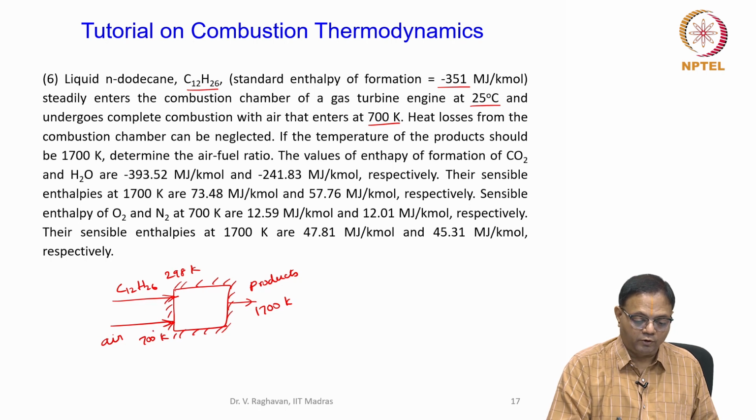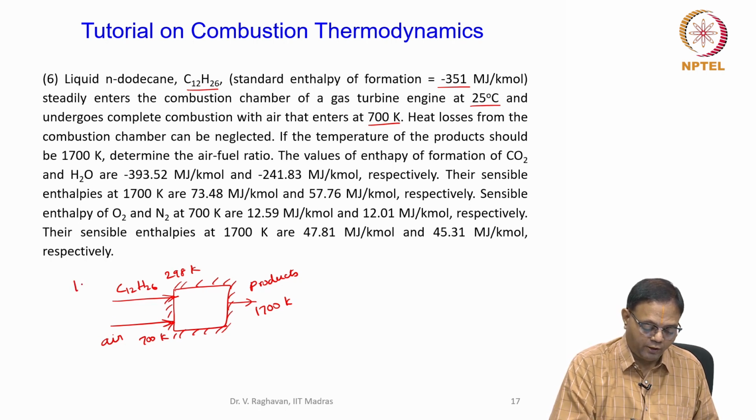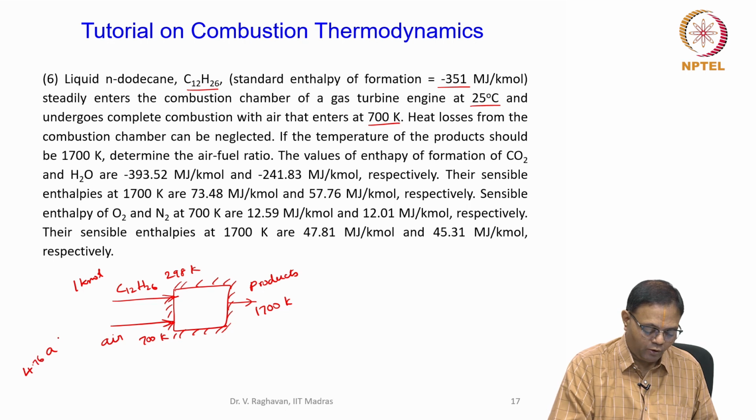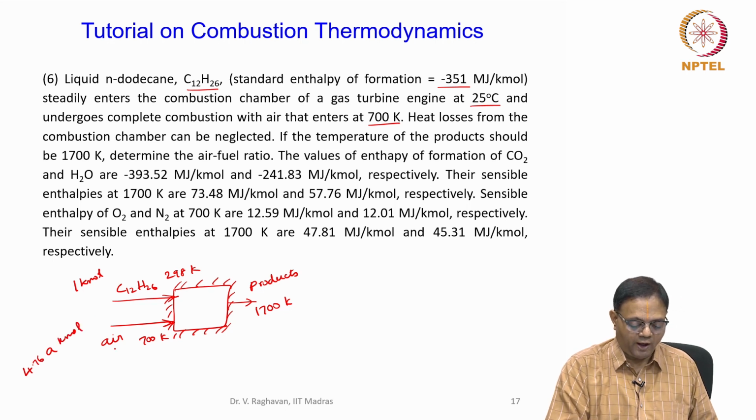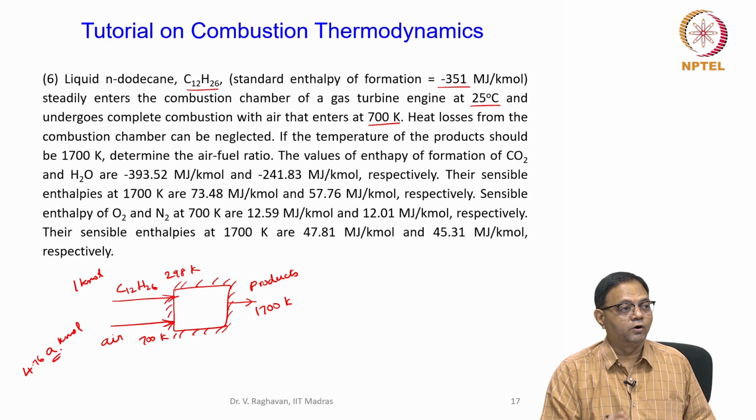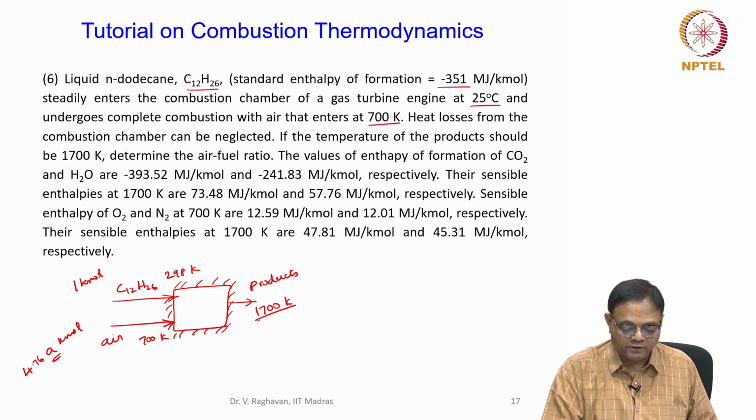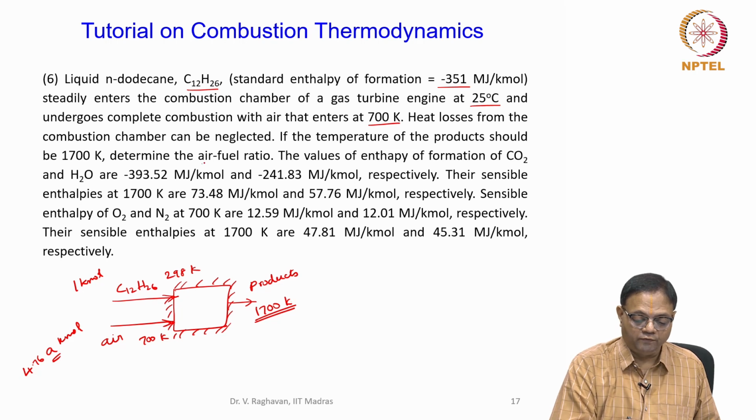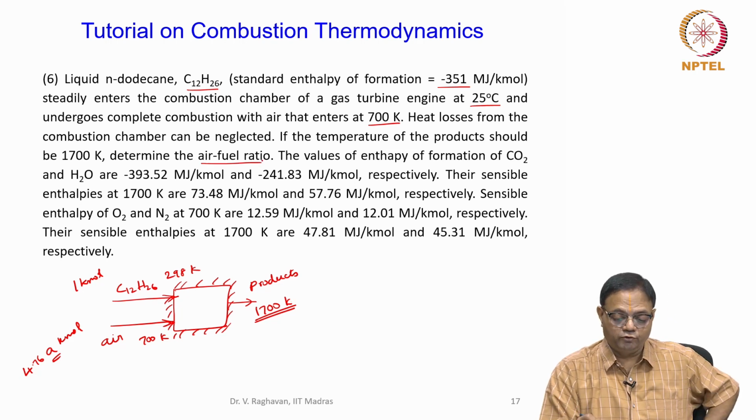So, I don't know the mass flow rate of this. So, let us say 1 kilomole of fuel is flowing. That means A kilomoles of O2, or 4.76 times A kilomoles of air, is flowing. So, what is this A? That is what we want to find, if the temperature is restricted to 1700 Kelvin. So, we have to find the air fuel ratio, that is the actual air fuel ratio.